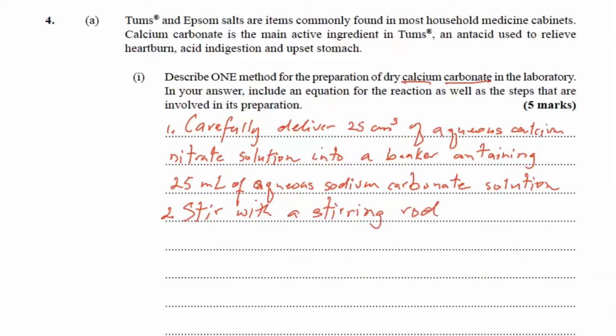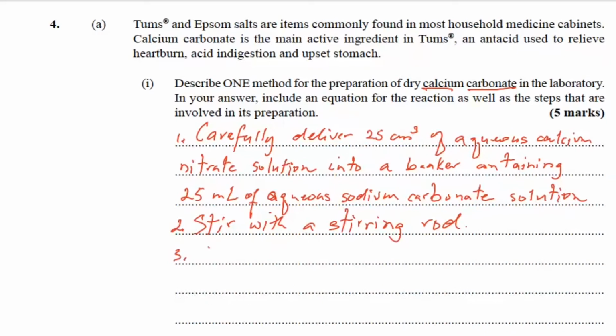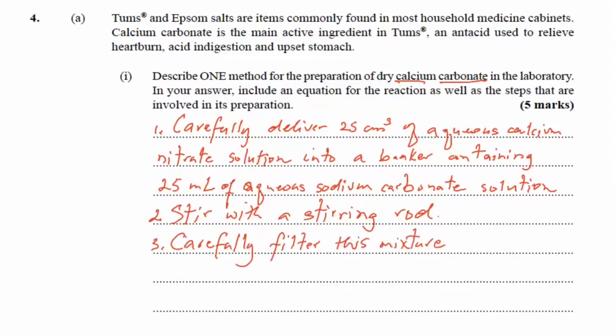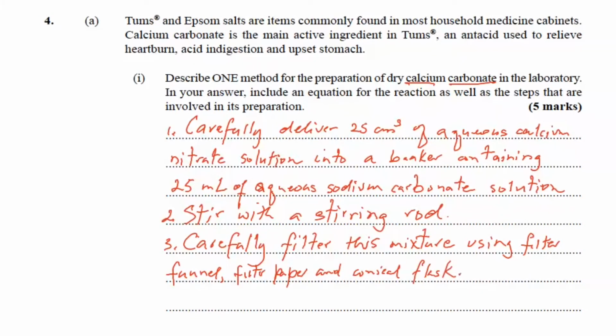All right. When this happens, we're going to get our precipitate forming. So the next step would be to carefully filter this mixture using filter funnel, filter paper, and conical flask.